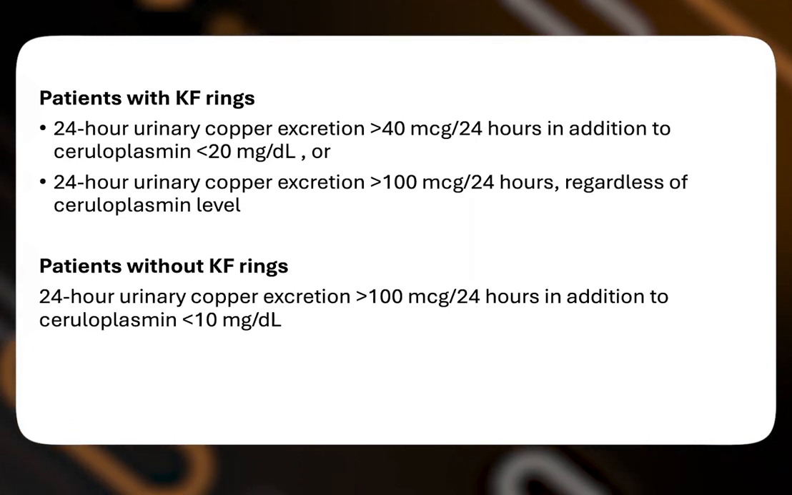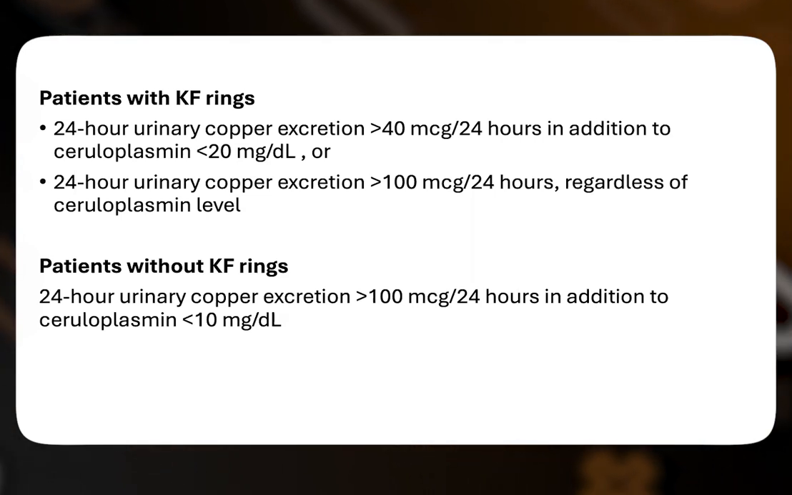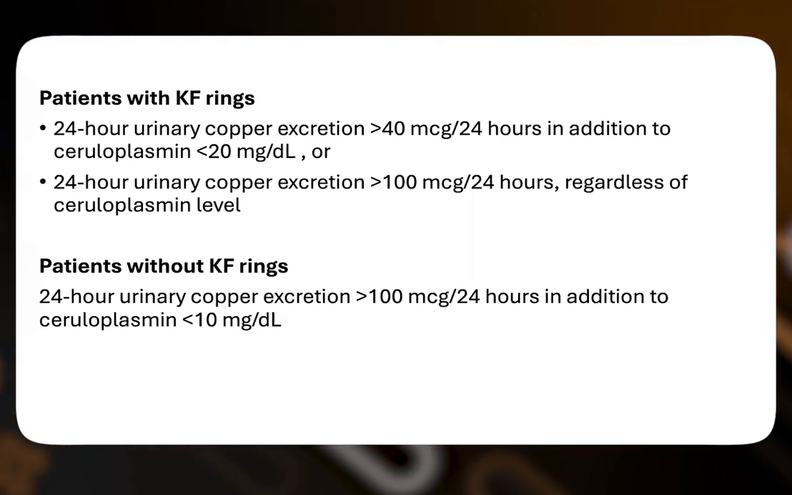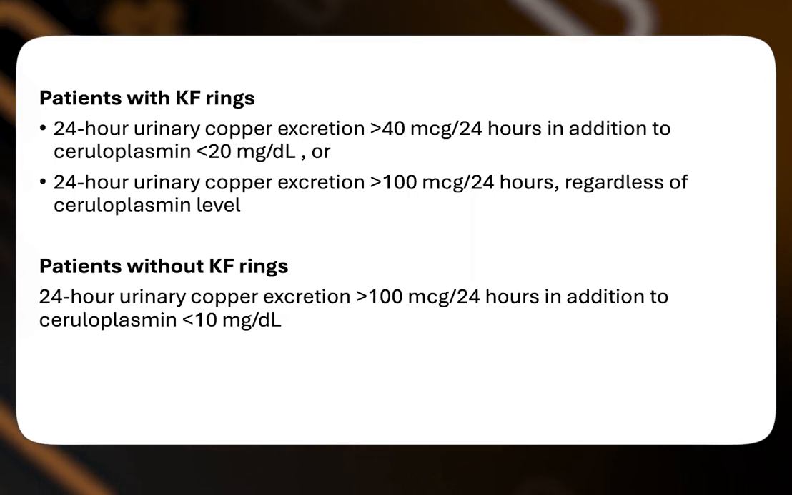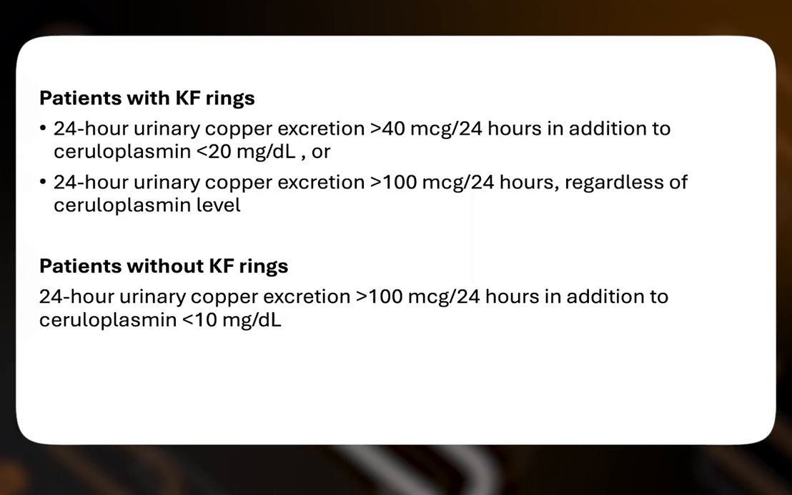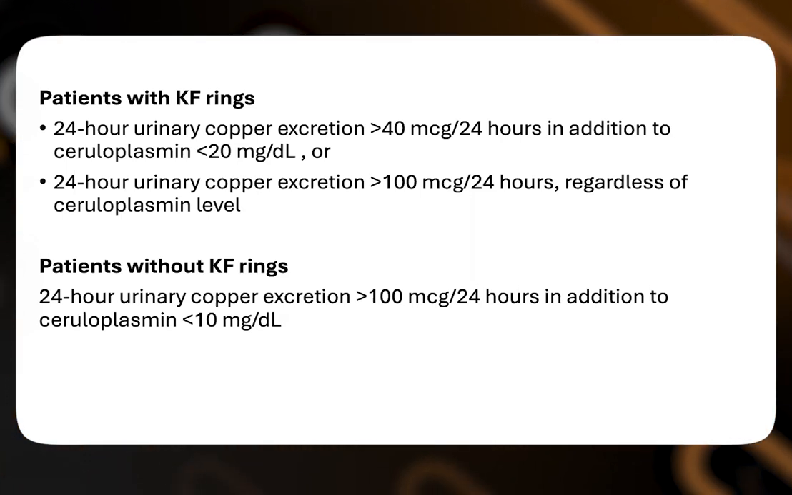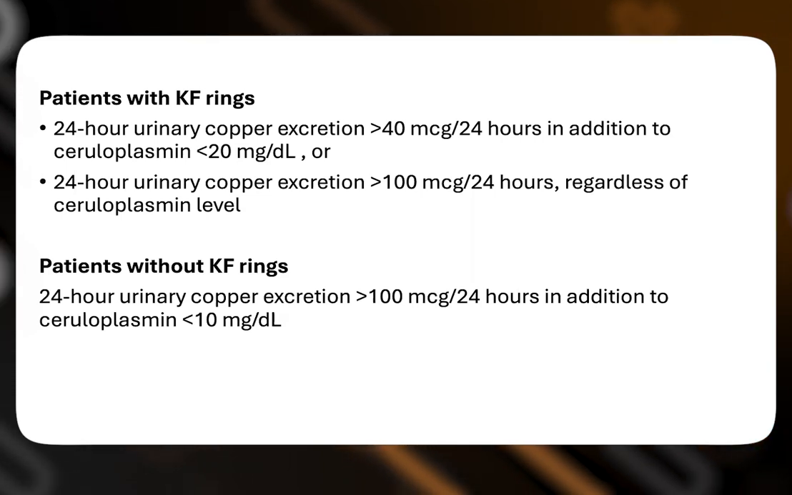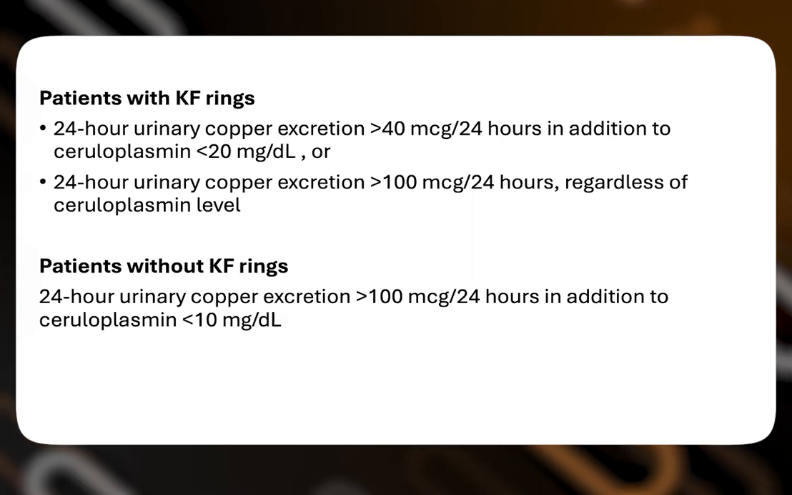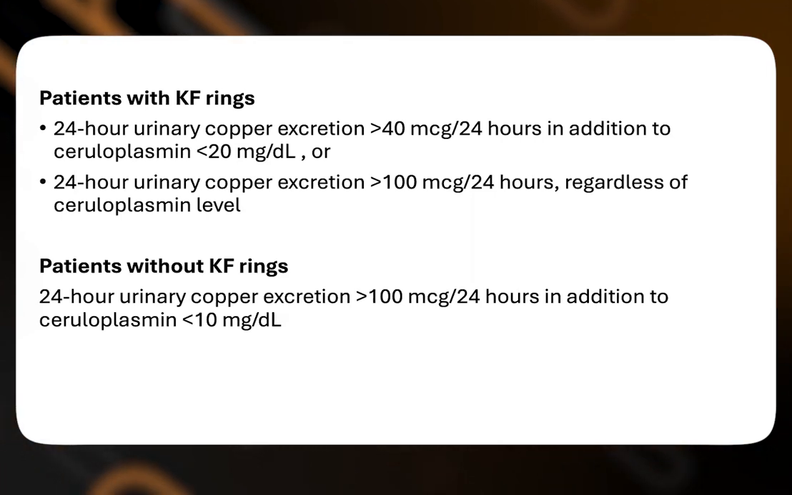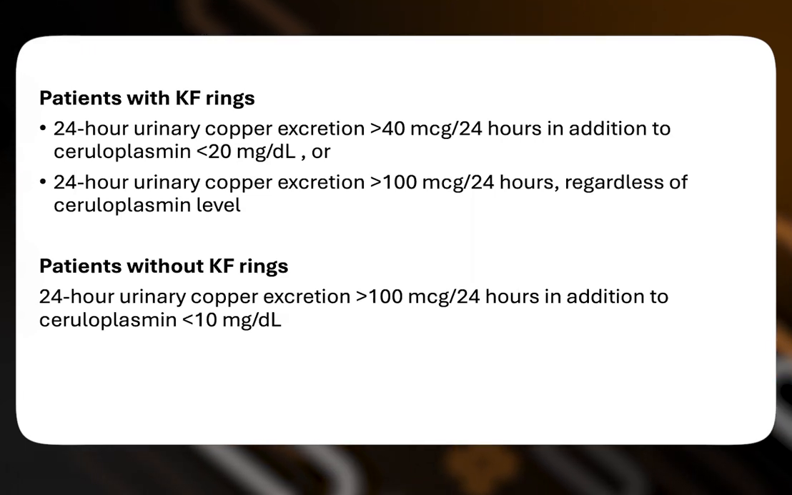And for patients without KF ring, of course the 24-hour urinary copper excretion has to be on the higher side, that is 100 microgram in 24 hours, in addition to ceruloplasmin less than 10. So KF rings make the diagnosis relatively easy, and the thresholds are a little bit low when the KF ring is present, but without KF ring, the threshold is a little bit high. Of course, these values may not be asked in the MCQs, but you never know, so it's better to remember the values.